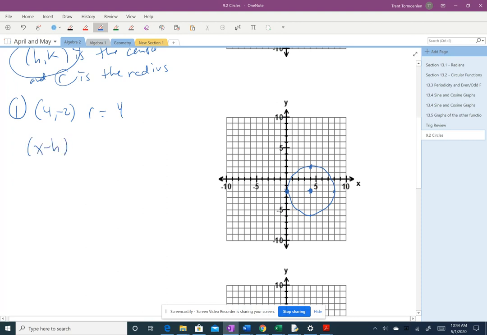x minus h squared plus y minus k, so y minus a -2 squared equals 4 squared, which simplifies, and so this should be an x minus 4, sorry, so x minus 4 squared plus y plus 2 squared equals 4 squared, which is 16. So you've got something involving x squared, something involving y squared, and then you get your radius squared.